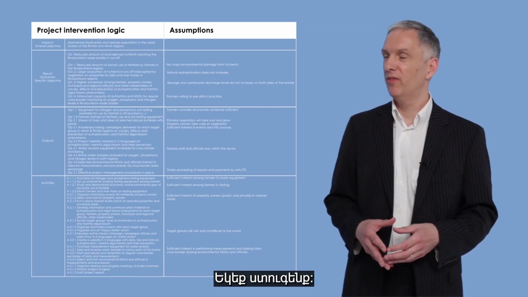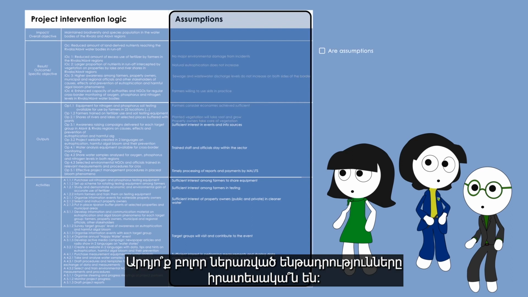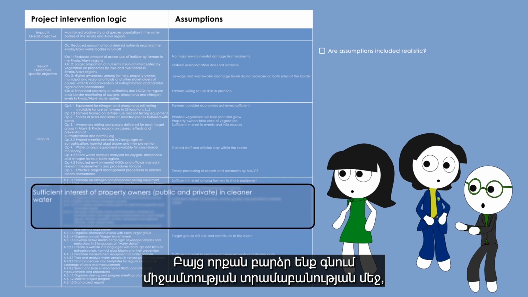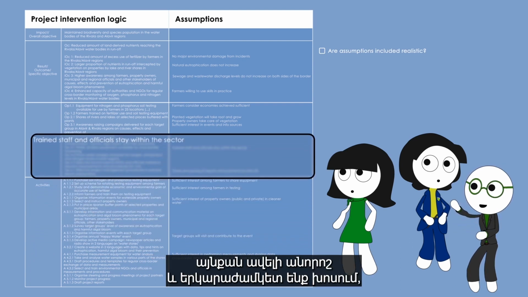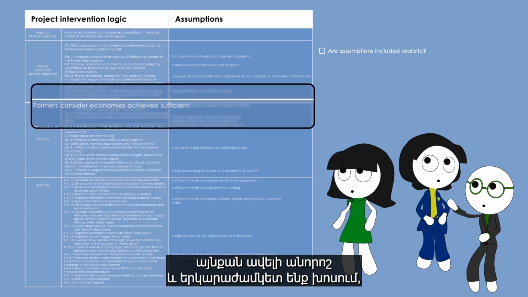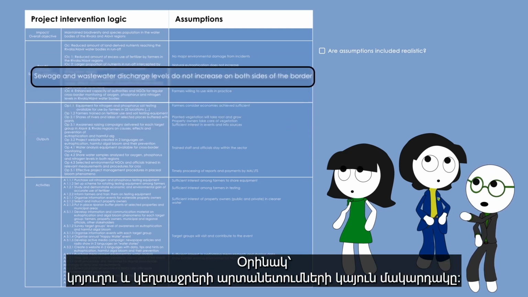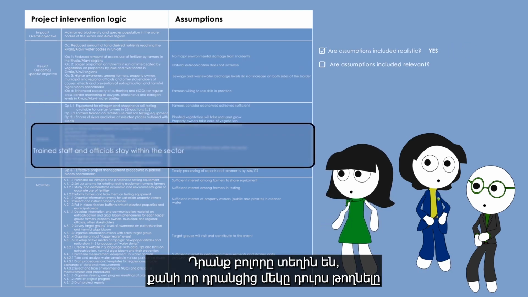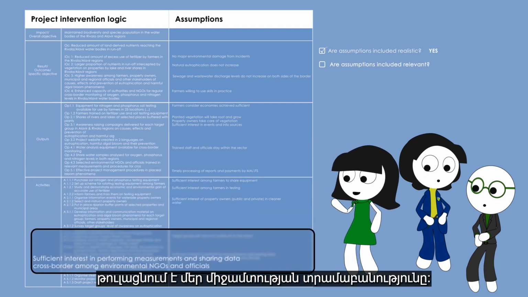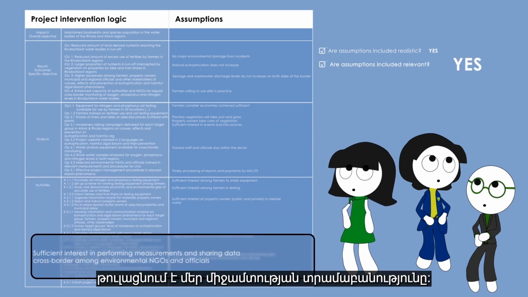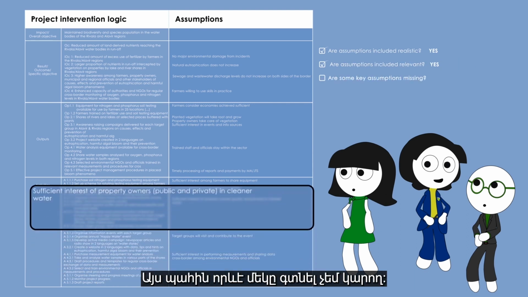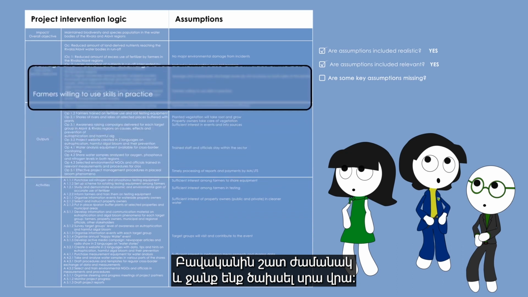Let's check. Are the assumptions included and realistic? Most of them, yes, I would say, but the higher up in the intervention logic we get, the more uncertain and the longer term we are talking. For example, the stable levels of sewage and wastewater discharges. Are the assumptions included relevant? They are all relevant, as leaving one of them out makes our intervention logic weaker. Are some key assumptions missing? Can't think of any at this moment. We've spent quite a lot of time and effort on this.